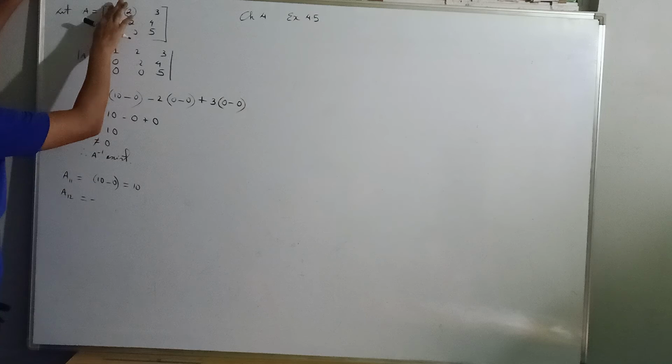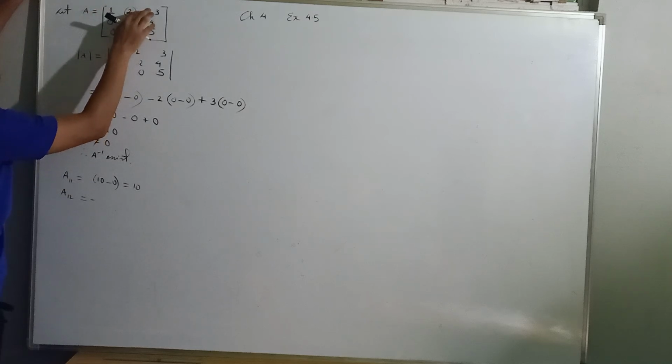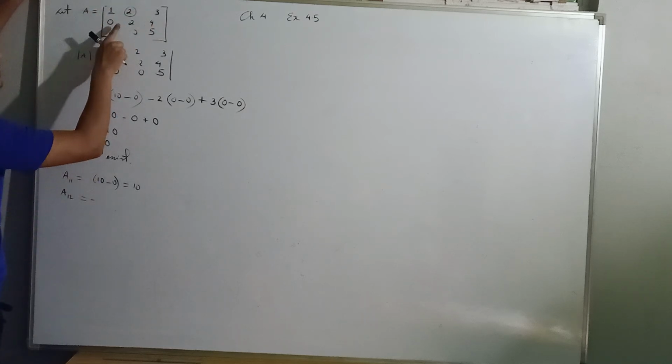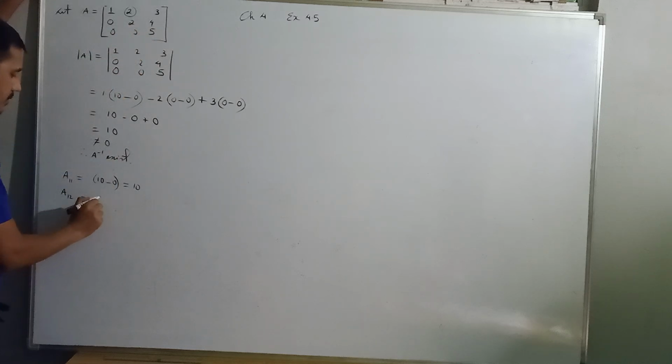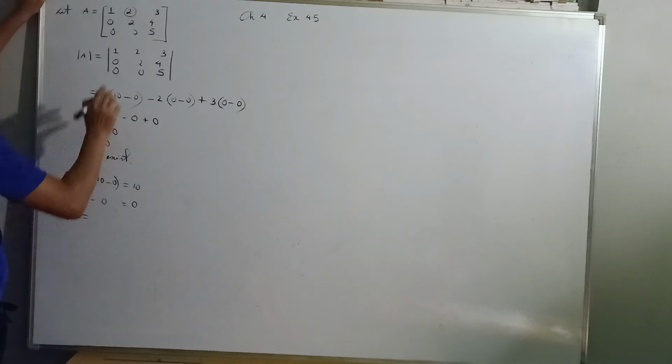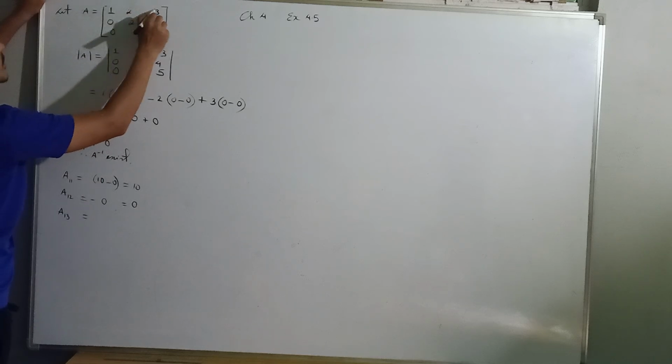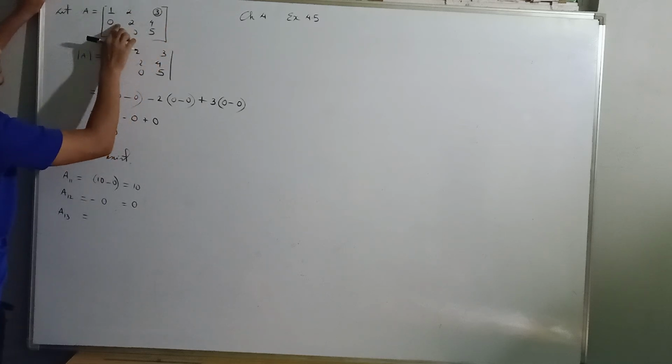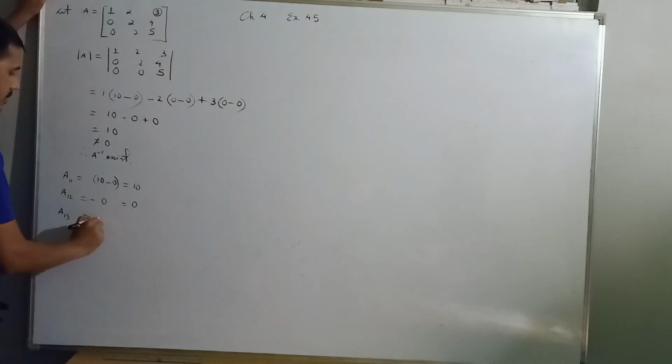The minor of this: 0, 5 times is 0, minus 0, 4 times is 0. So 0 minus 0, 0, right? A13 is positive. The minor of this element: 0 times 0 is 0, minus 0, 2 times is 0. So 0, no? 0 minus 0.